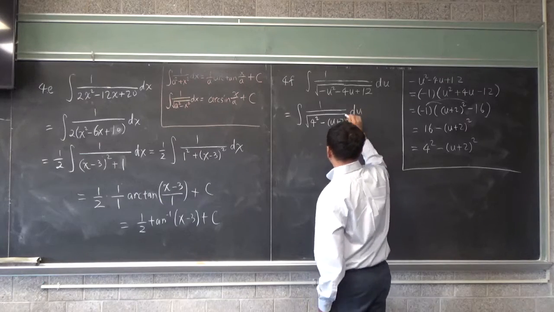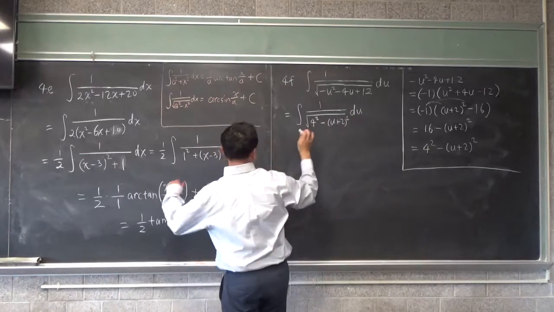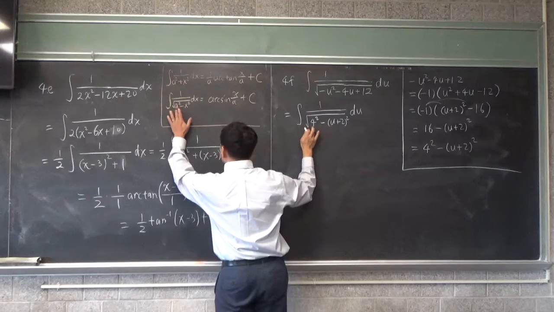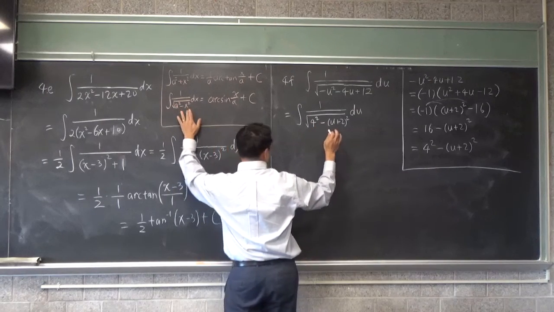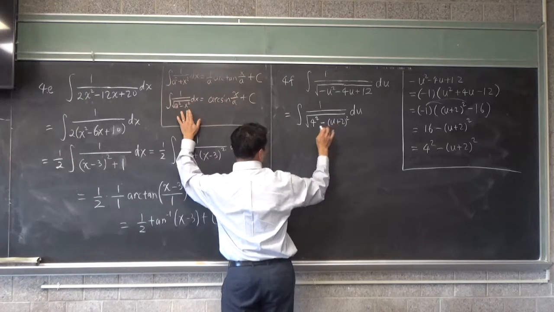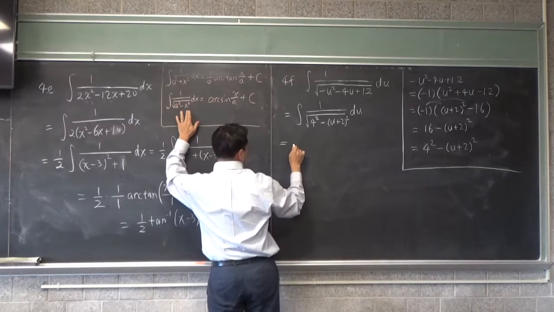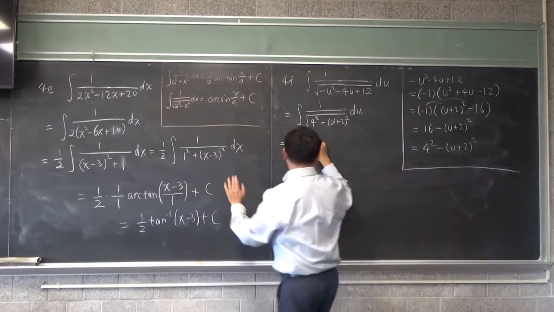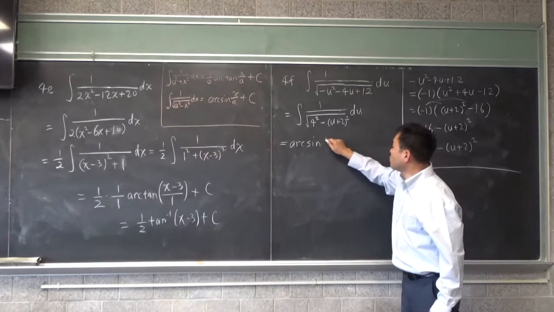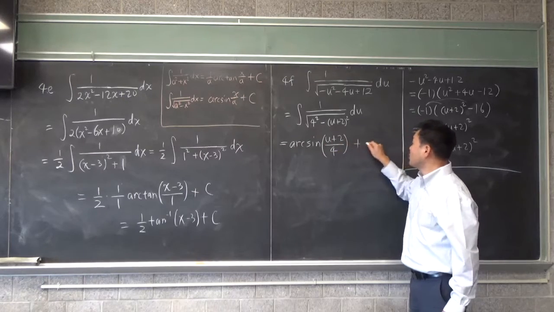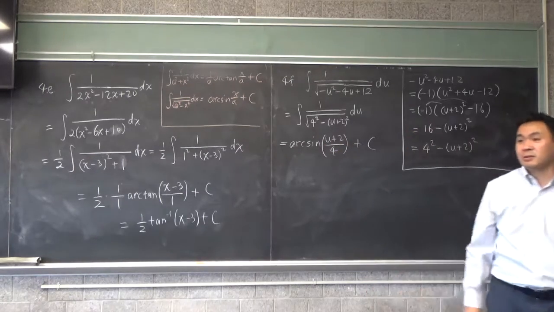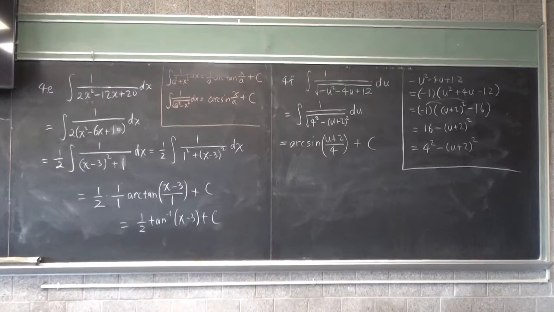And now if you compare this one with what you have here, a is 4, and then x is replaced by u plus 2. Therefore, the integral would be arc sine of u plus 2 divided by 4 plus c. So that's how you do these questions.